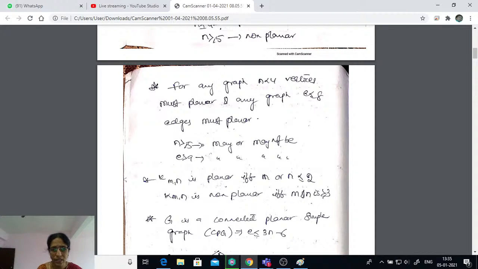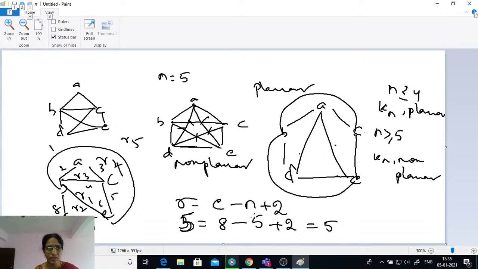So any graph with edges greater than or equal to 9 is not guaranteed to be planar; it may or may not be planar. That is what I explained here. So for number of vertices greater than or equal to 5 and edges greater than or equal to 9, why? Because up to 9 edges we can find out.